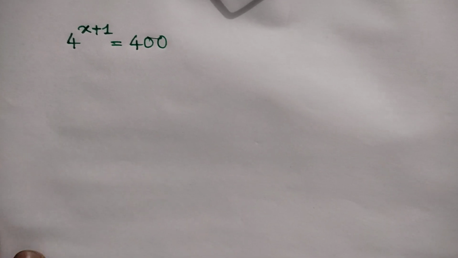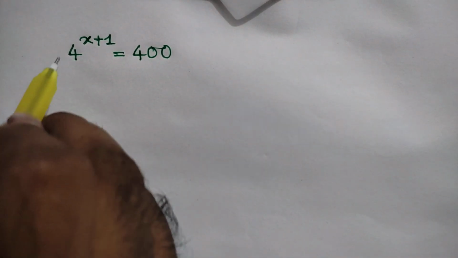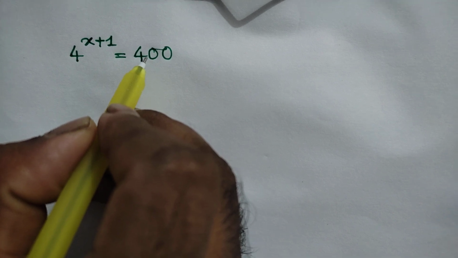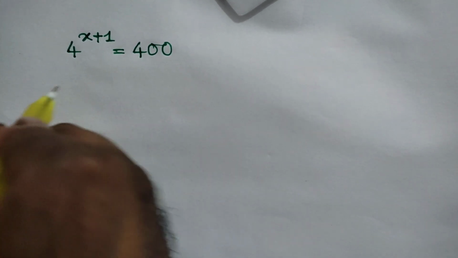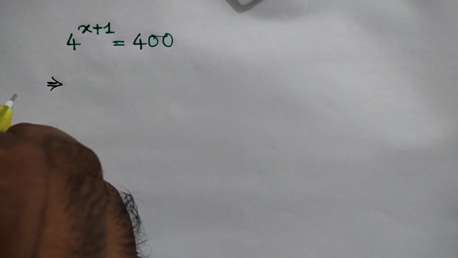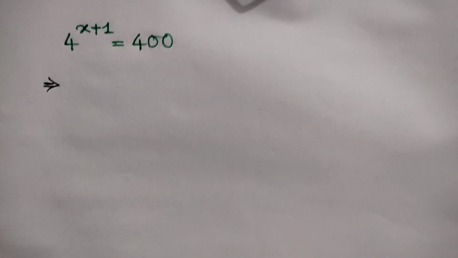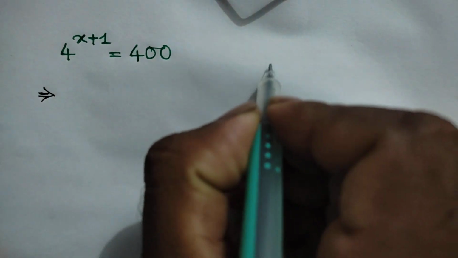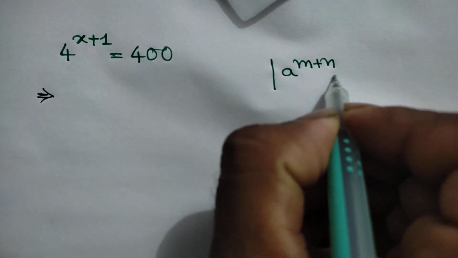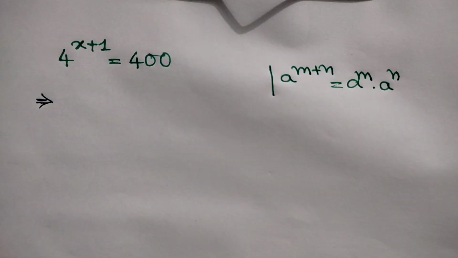In this video I am going to show how to find the value of x where 4 to the power x plus 1 is equal to 400. According to the exponential formula, a to the power m plus n is equal to a to the power m times a to the power n.